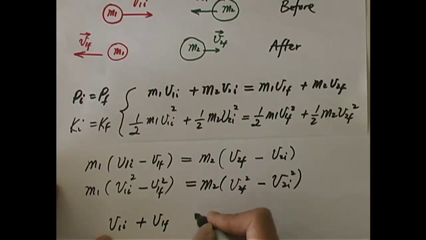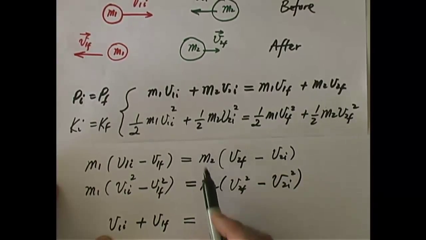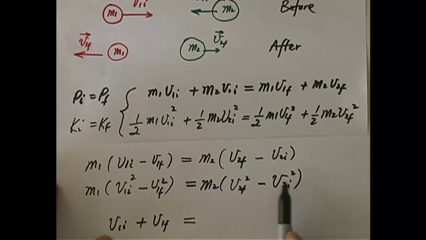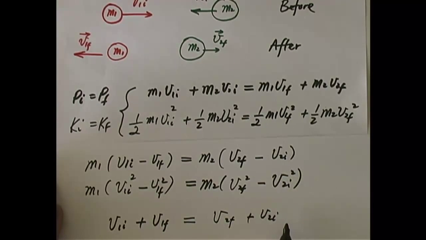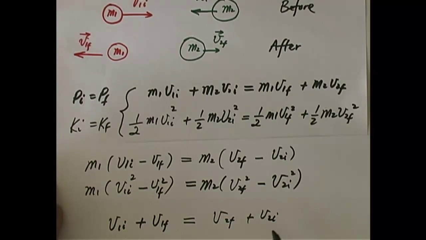That's it. And the other side, same deal. m2 cancels. This is x squared minus y squared. Here's x minus y. So what's left is x plus y when you take this divided by that. And here I have v2 final plus v2 initial. So what does that third equation read? It says v1 initial plus v1 final equals v2 initial plus v2 final. So it turns out that the sum of the velocities for object 1 before and after the collision equals the sum of the velocities for object 2 before and after the collision, regardless of the masses.